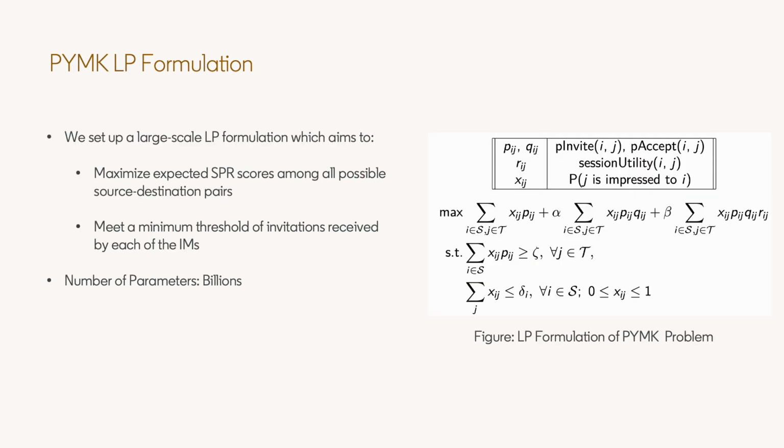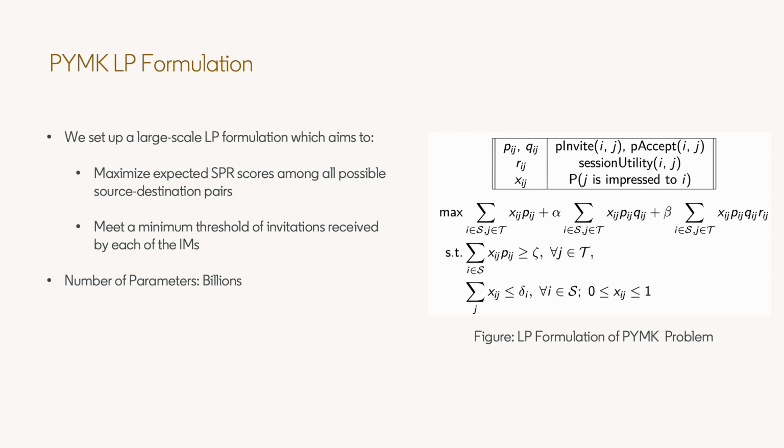You can see the linear program for the PYMK problem on the right-hand side of this slide, and we set up this large-scale LP to actually do two things. The main goal is what it always has been, which is to maximize the expected score among all possible source-destination pairs, and what we refer to as the score is this mix of the different utility models that we've been talking about. And the second goal is for each of the infrequent members to receive a minimum number of invitations.